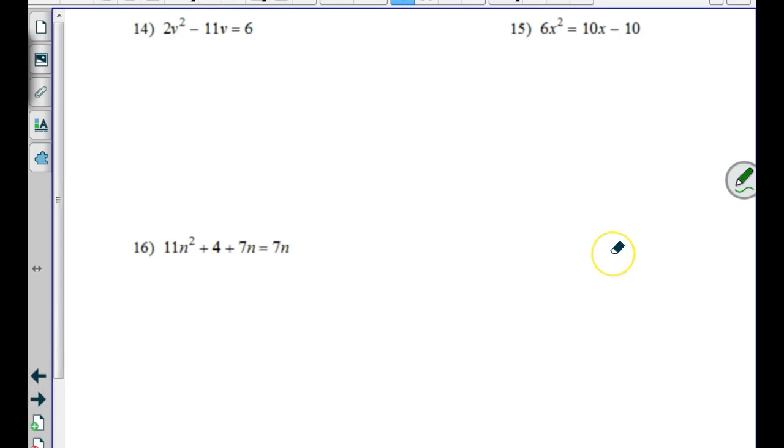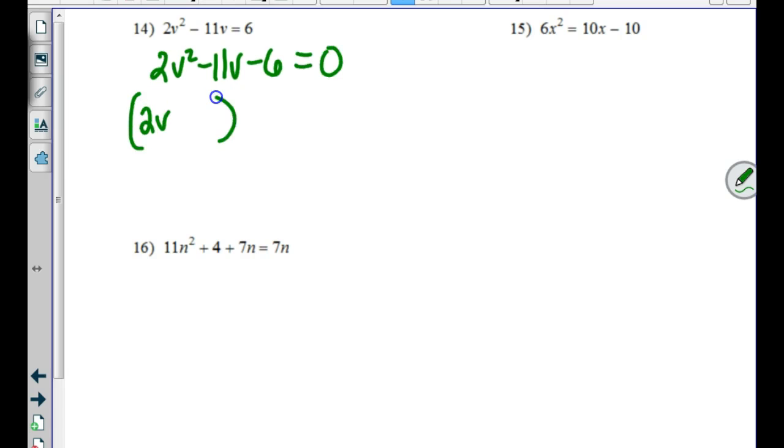Is there one that factors so we could practice factoring? Does this one maybe factor? 2v squared minus 11v minus 6 equals 0. If we do 2 and 1 and we put the 6 here, wouldn't that be 12? Yeah. Negative 12 and positive 1 would make negative 11 in the middle. I realize for some of you that takes a lot more thinking.